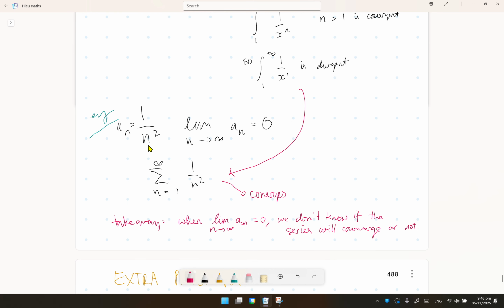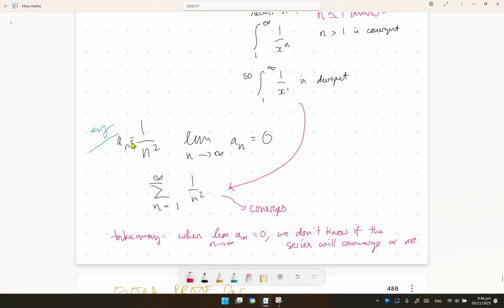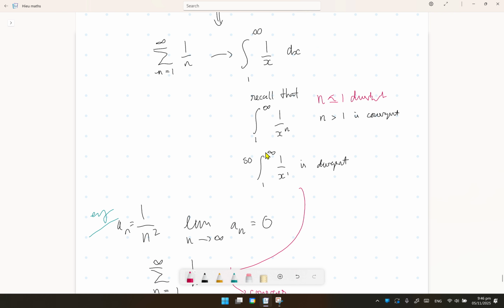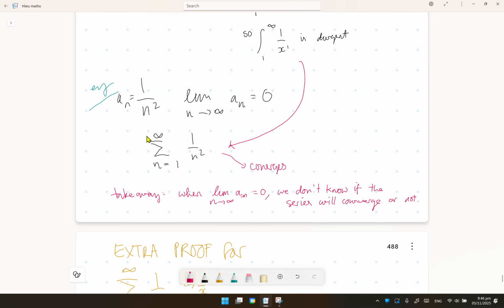We'll look at that later. Another example here is where we have the sequence 1 over n squared. And so here, again, the limit goes to 0, and so we don't know if this is divergent or convergent. We can't apply the divergent test. So we, again, look at the idea of the integral from 1 to infinity of 1 over x. And in this case, the n is to the power of 2, and because it's larger than 1, therefore it's convergent. And so therefore the sum to infinity of this is also convergent.